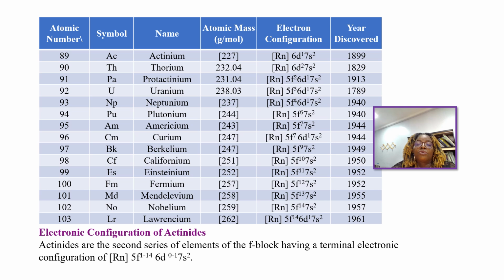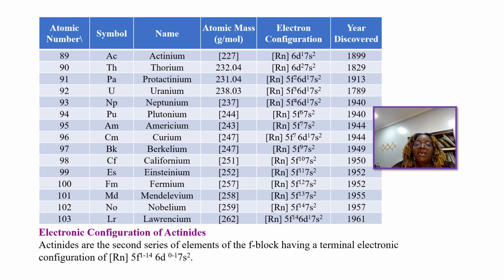Actinium and thorium do not have the 5f orbital. The 5f orbital continues from protactinium to lawrencium. That is why some of the elements of this group are classified as 6d or transition metals, because they have d electrons in them.